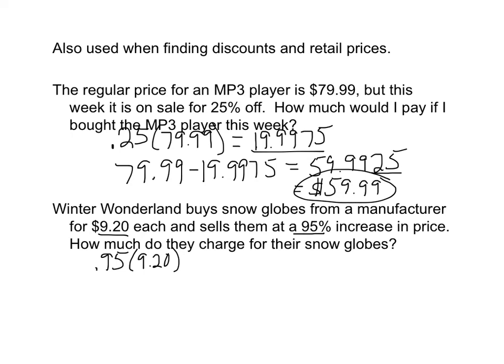Which ends up being $8.74. Now, that's the additional part that they charge along with what they already pay themselves. So now instead of subtracting, I'm going to take my original amount, which is $9.20, and I'm going to add the $8.74 that they increased the price. And we get a final sale price of $17.94.